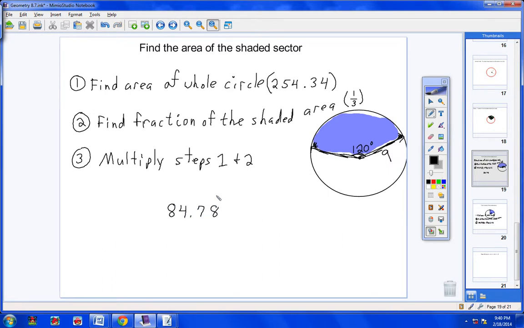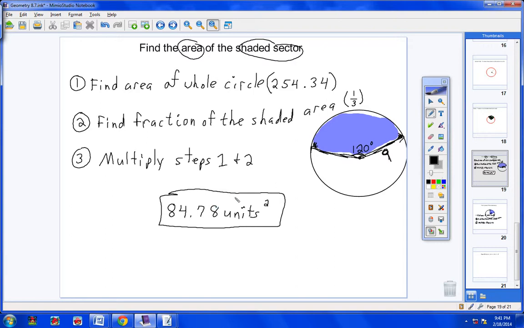84.78. Now look, what were we finding? We were finding the area of the shaded sector. And area is going to be in square units. My radius here, my 9, doesn't say feet, inches, or yards or anything, so I'm going to call my answer units squared because it is area, so it will be squared. And that might be helpful.